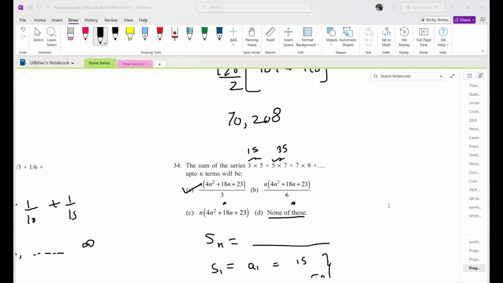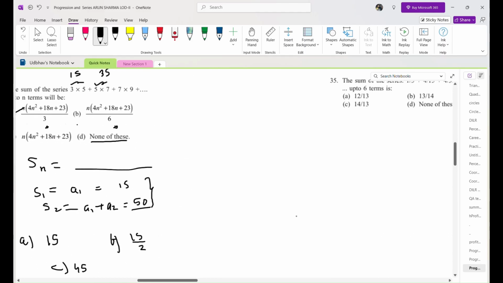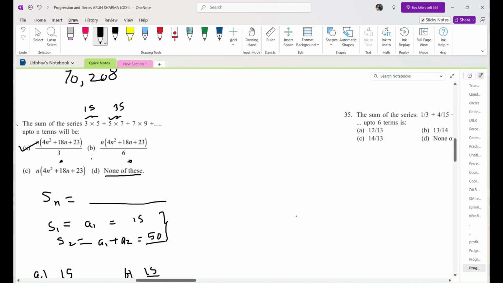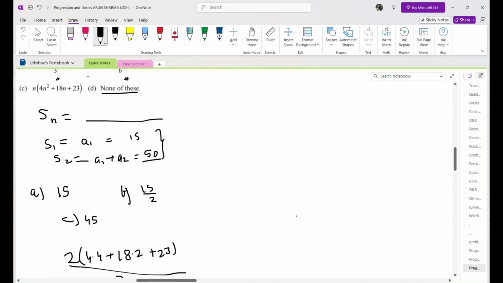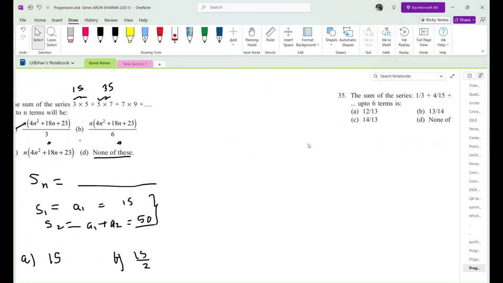34. We did it using the options because this question is pretty hectic, pretty lengthy, and solving completely in exam, it is not possible, not at all.